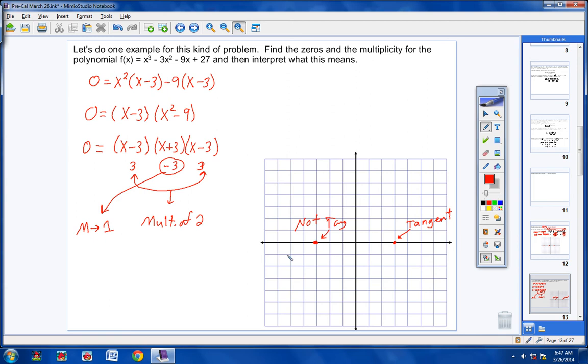So multiplicity is very helpful. It tells you when a graph is tangent or not tangent to one of your zeros, okay? Let's continue on.